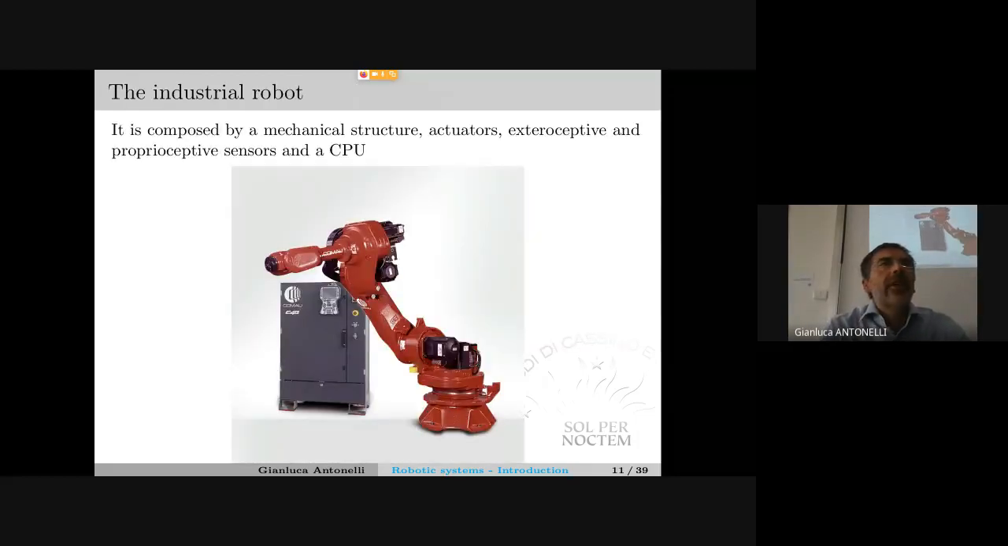Okay, what is the face? How does an industrial robot look like? This is an industrial robot. Comau is an Italian company. This guy is quite huge. And it comes with a control cabinet where the electronics and the computer are. Okay?